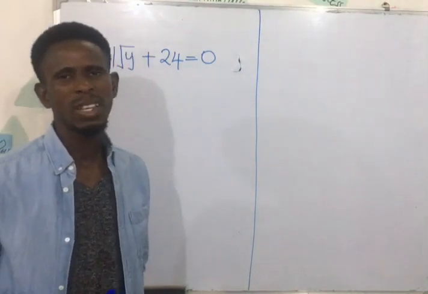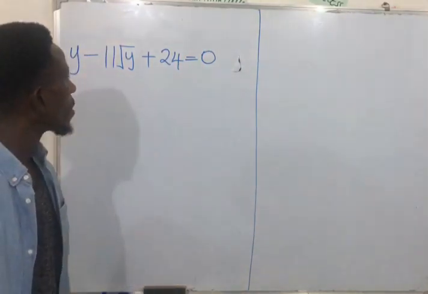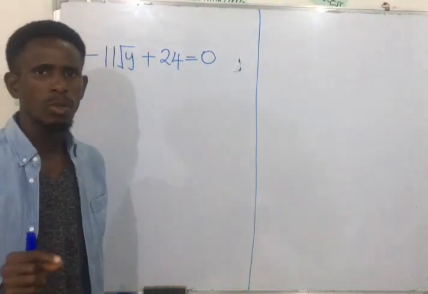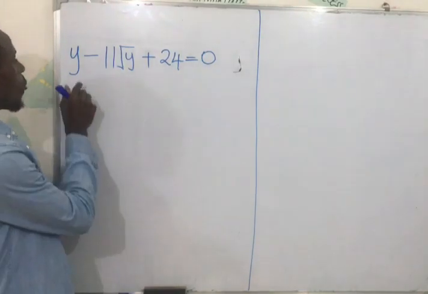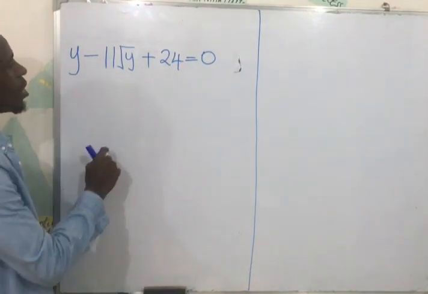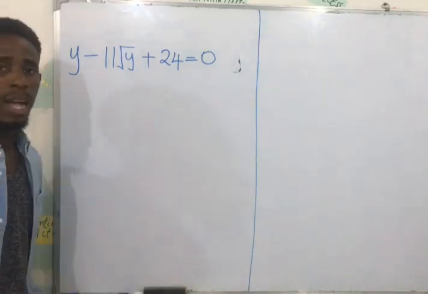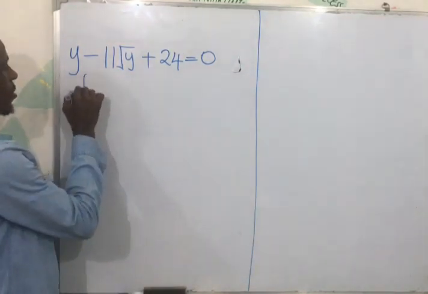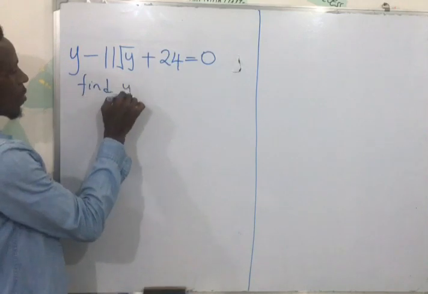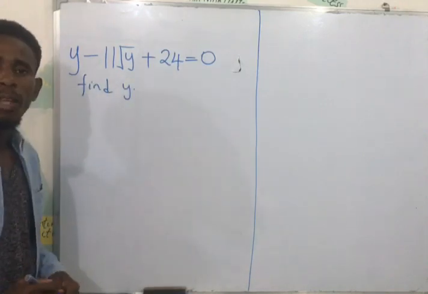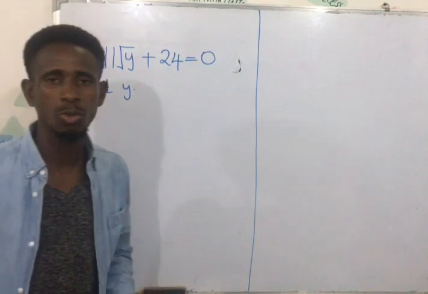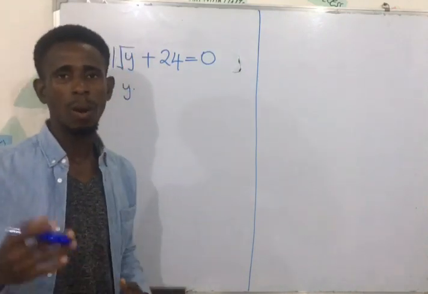Today we are going to be looking at quadratic equation, and it is a little bit tricky. Look at what's on the board. You have y minus 11 root of y plus 24 equals to 0. And the question is find y.